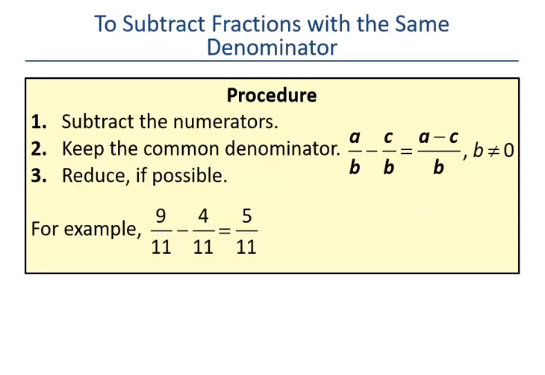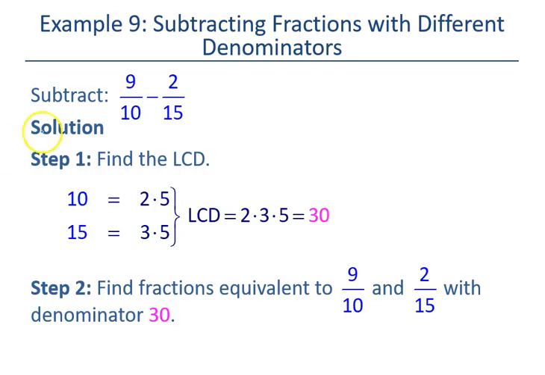Now we're going to look at subtraction. Subtraction works exactly the same way. We're going to have to find a common denominator if we don't have it, and then you just do the subtraction as normal. So let's come in here and do an example. We've got to subtract 9 over 10 minus 2 over 15. Notice we find the common denominator.